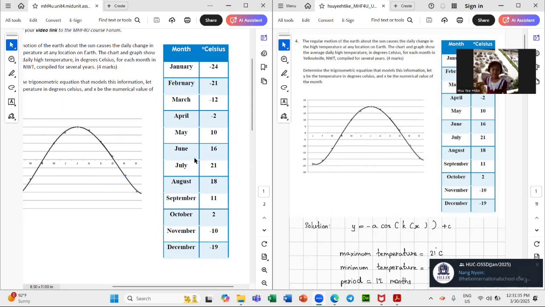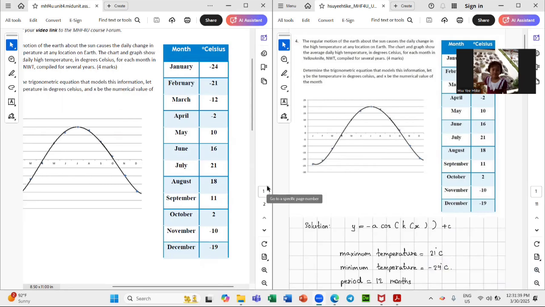The temperature in March is negative 12 degrees Celsius. The temperature in April is negative 2 degrees Celsius. The temperature in May is 10 degrees Celsius. The temperature in June is 16 degrees Celsius. The temperature in July is 21 degrees Celsius. The temperature in August is 18 degrees Celsius. The temperature in September is 11 degrees Celsius.